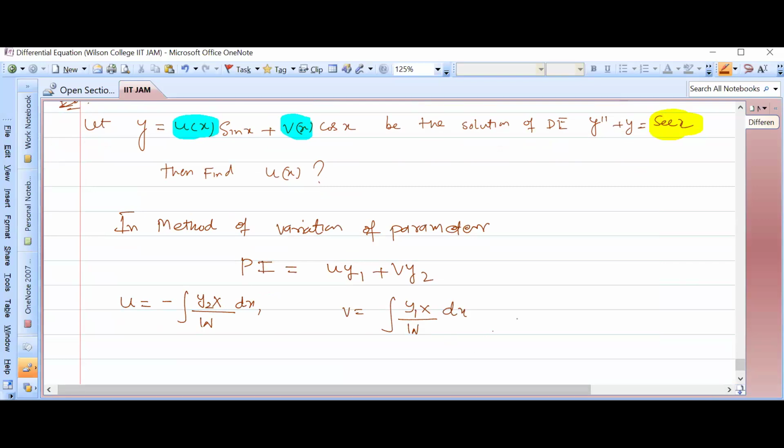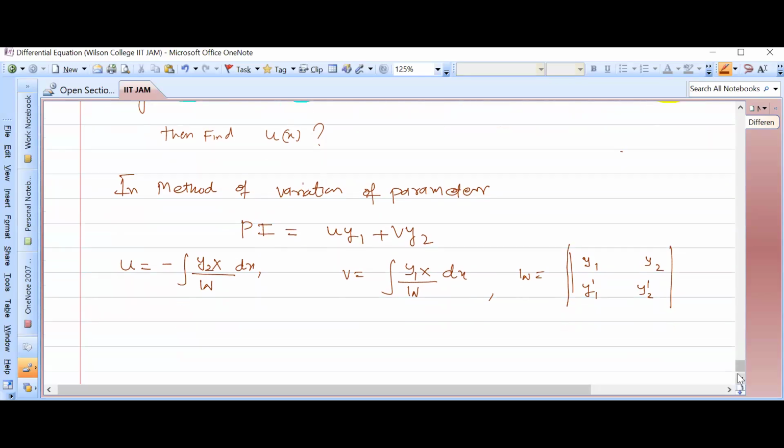Now W equals, are you familiar with this notation? Yes, sir. It's Wronskian. Okay. So here we have to calculate this value W and then go for the remaining result.